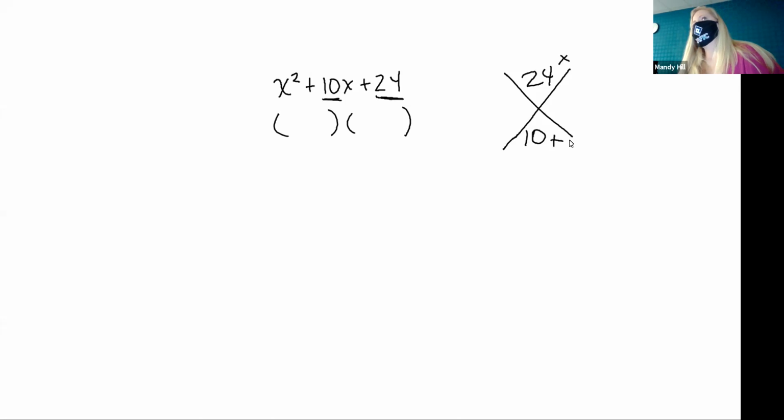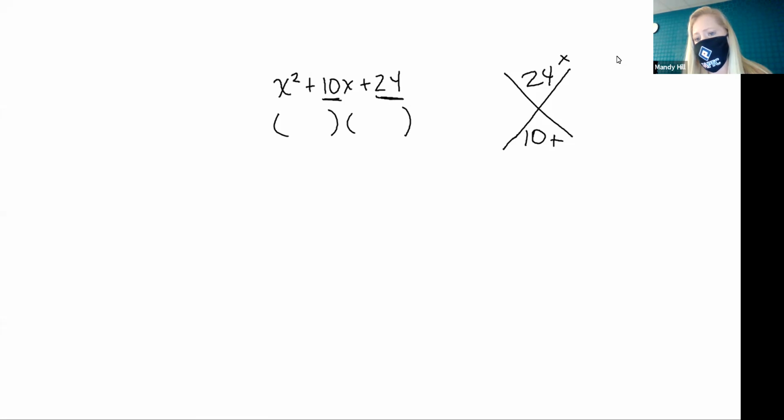Now, in this lesson, it is going to be important that you're able to recognize that there's nothing in front of this x squared. In the next lesson, there's going to be something in front of x squared, which is going to change this a bit, okay? But nothing's in front of this x squared, so we can work this problem this way. So here's what we would do. We're going to think of things that multiply to be 24 and add to 10.